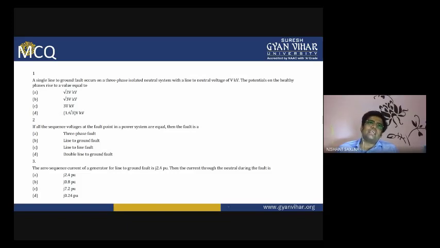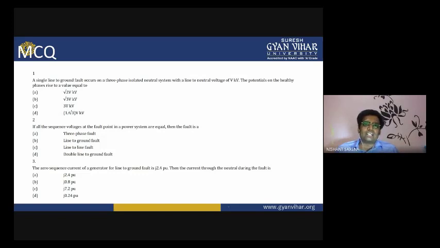Next question is that if all the sequence voltages at the fault point in a power system are equal, then the fault is what? This is very simple. If all the sequence voltages at the fault point in a power system are equal, then the fault is what? Is it symmetrical or unsymmetrical? Try to solve it. I've given you the hint.